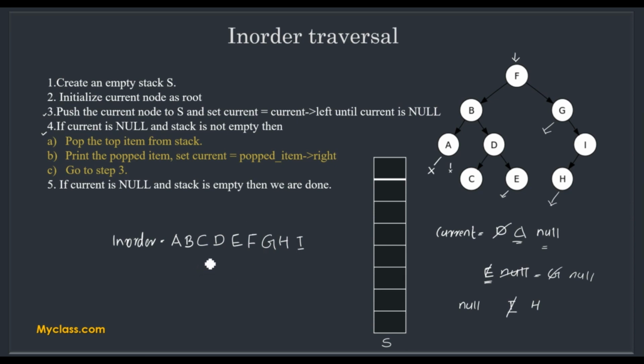So our inorder traversal is A, B, C, D, E, F, G, H, I. When we check that with the easy trick, we travel down A, then down B, then down C, then down D, E, F, then again G, H, I. Okay, so this is the inorder traversal using stack.